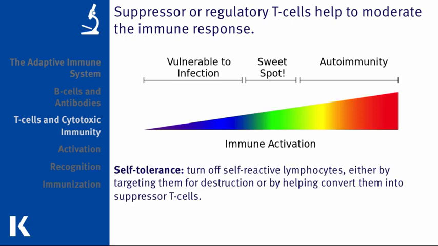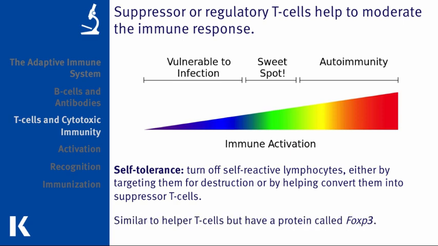They do this by turning off self-reactive lymphocytes through destroying them, or repurposing them to suppressor cells. Structurally, suppressor cells are similar to helper T cells, but they have an additional protein called FOXP3. On test day, the presence of FOXP3 proteins helps you decide if you're looking at a suppressor T cell or a helper T cell. So keep that in mind for lymphocyte questions.